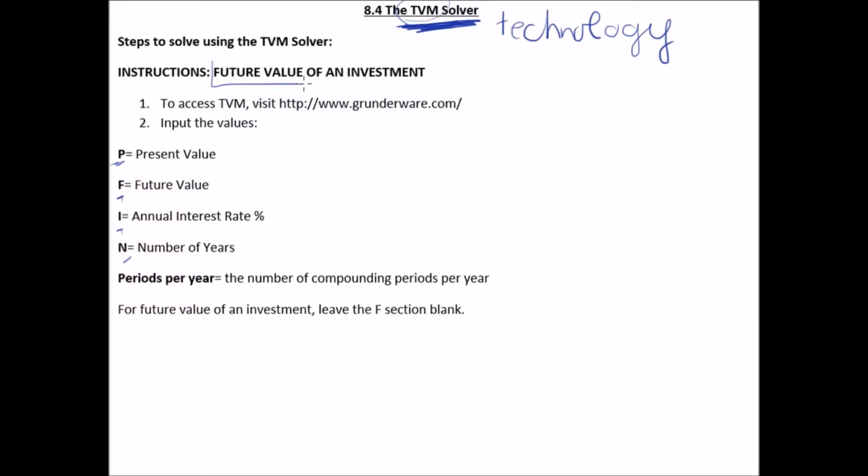First, we're going to focus on future value. Okay, so this is basically an amount, whereas sometimes we'll have the principal, right? The current value. Okay, so to access the TVM solver, visit this site. I found this one. This is the most straightforward one, easiest to use. Okay, so when we take a look at different questions, we are going to input these values. P is going to be the present value, or the principal. Okay, F is the future value.